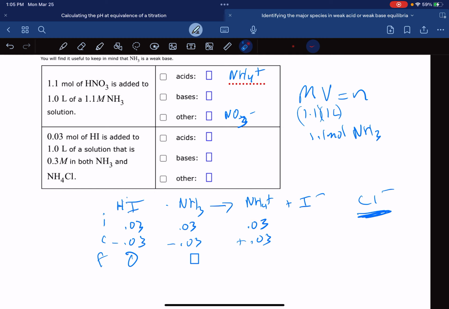So if we're taking a look at what do we have at the equilibrium right now? Well, since the NH3 stepped up here to react, again, we have NH4 plus here. We have none of the base, because this right here is a 0 mark. I tried to make it a square. And we have I minus and we have Cl minus as our others.